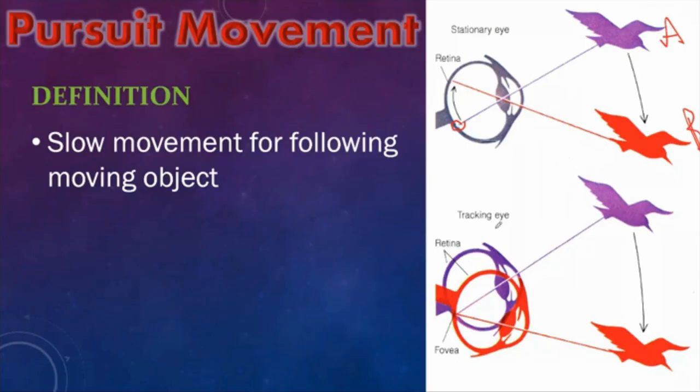So the pursuit eye movement is a tracking system that allows the eye to move at a velocity similar to the velocity of the original object. The movement of the eye will be relative to the movement of the object in order to maintain this object on the fovea. This is a tracking system, or a pursuit movement, and this is the function of the pursuit eye movement.